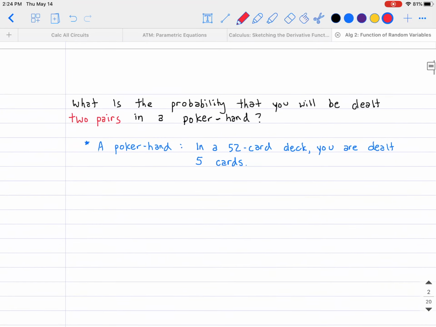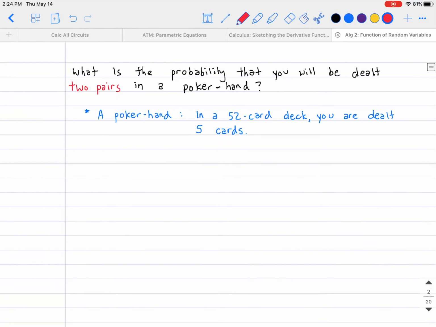Now what I want to do is look at another scenario of the probability that we've been working with, and apply it to something a little bit more common. In this case, what I want to look at is the probability that you will be dealt exactly two pairs in a poker hand. So we're changing gears. We're no longer looking at the binomial distribution. We're just looking at a probability problem that deals with combinations and permutations, and stuff that we've been doing so far.